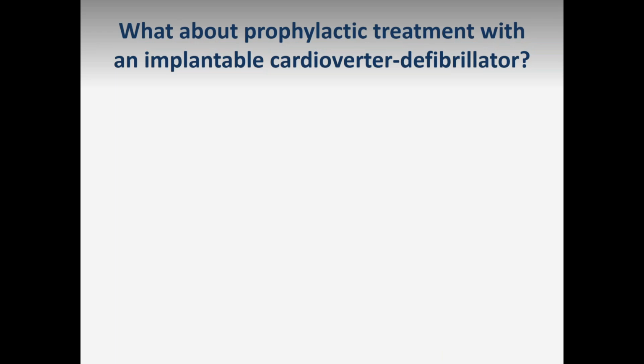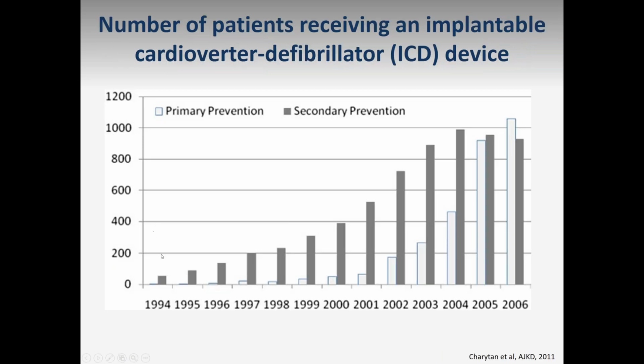What about prophylactic treatment with an implantable cardioverter-defibrillator? So implanting an ICD, is there any benefit over time? What's been interesting is that with the use of the ICD, you've actually noticed a huge increase in secondary prevention. So those who actually fit MADIT criteria, who have congestive heart failure and advanced cardiomyopathy, the use there has become much more common, but also the use in primary prevention by cardiologists in placing the ICDs and thinking that patients are more at risk has actually also increased over time.